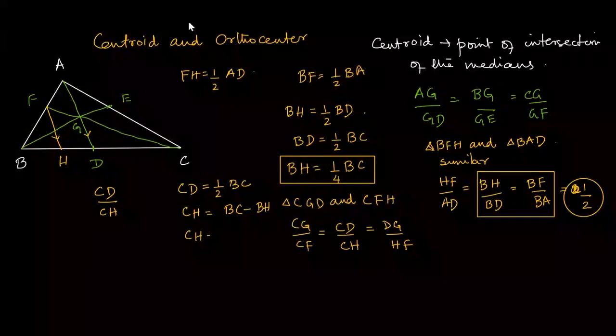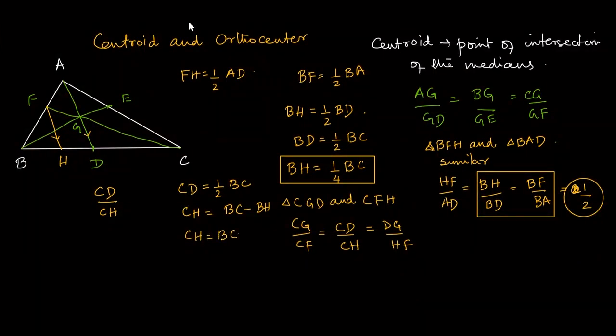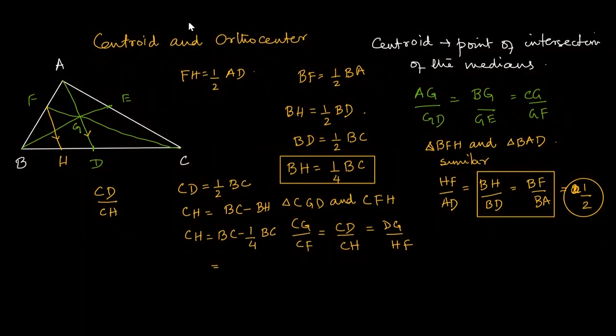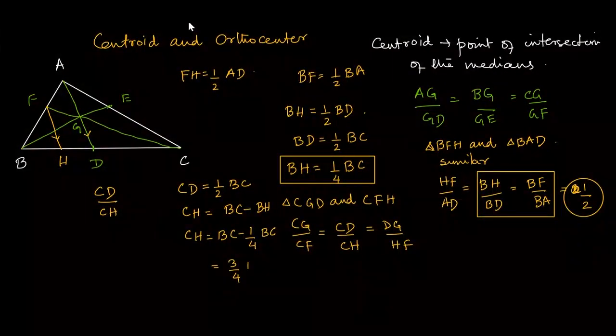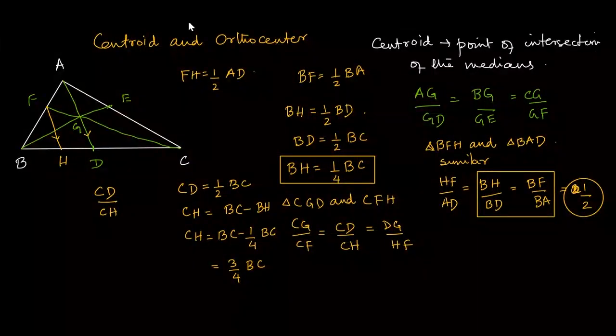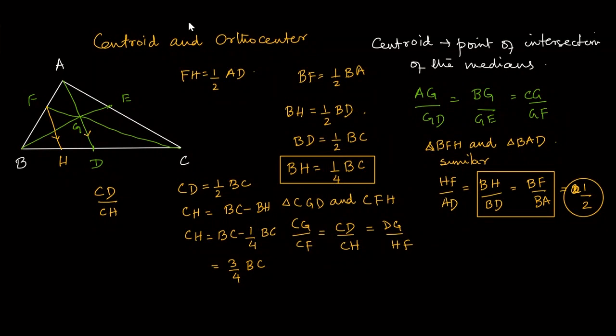So CH is BC minus 1/4 of BC. So that is 3/4 of BC, right? Yes, sir. So what is CD over CH now? CD over CH will be equal to half over 3/4, right? Yes, sir. Half over 3/4, which is equal to what? How much?